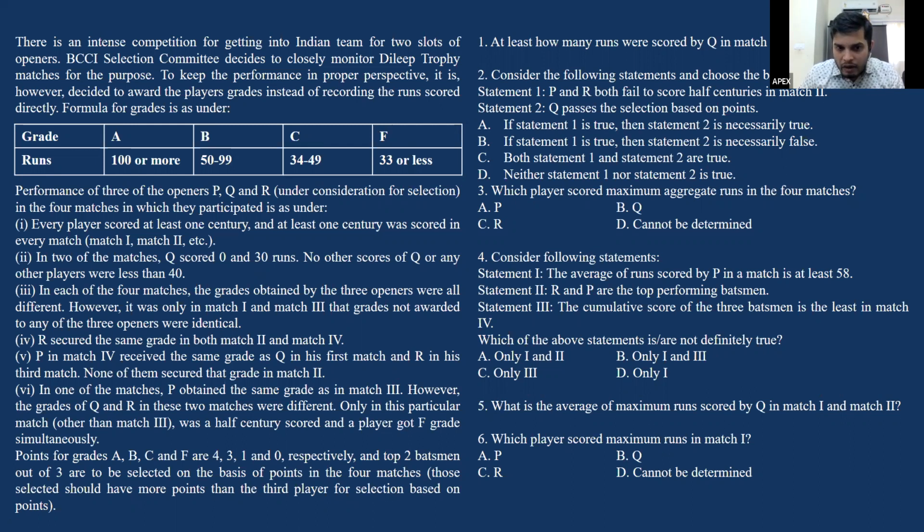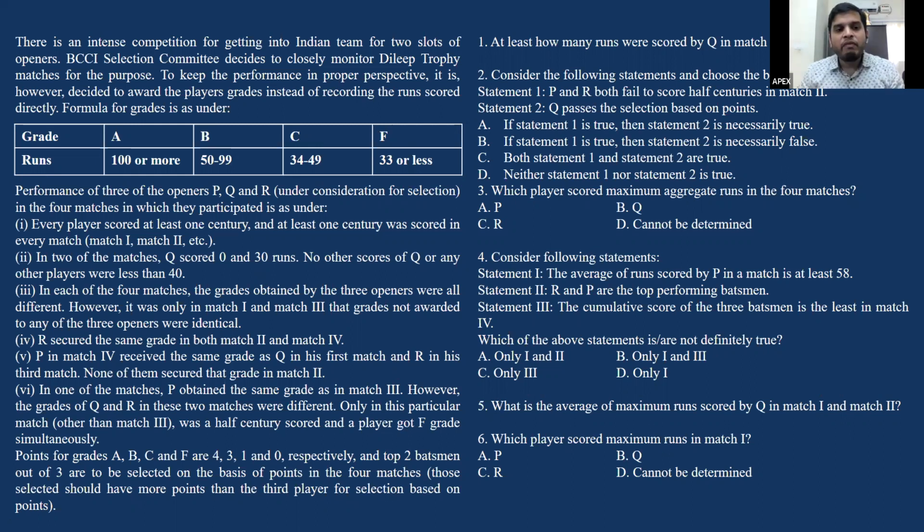None of them secured that grade in match 2. In one of the matches, P obtained the same grade as in match 3. However, the grades of Q and R in these 2 matches were different. Only in this particular match was a half century scored and a player got an F grade simultaneously. Perfect.